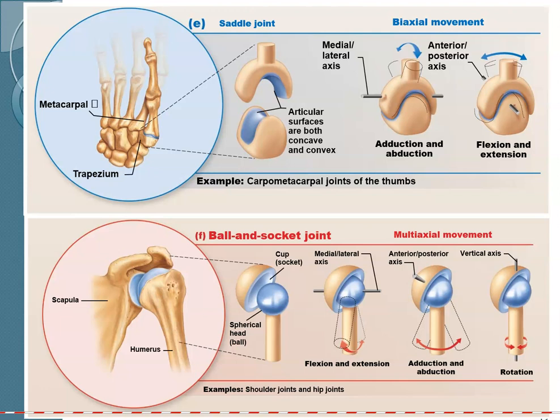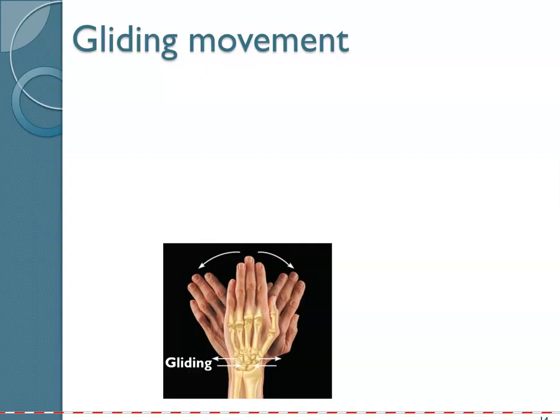Then ball and socket. So a nice spherical head with a cup-shaped socket, right? So our shoulder joint between the glenoid fossa of the scapula and the head of the humerus, and between the head of the femur and the acetabulum of the os coxae of the pelvic bone are good examples of ball and socket joints.